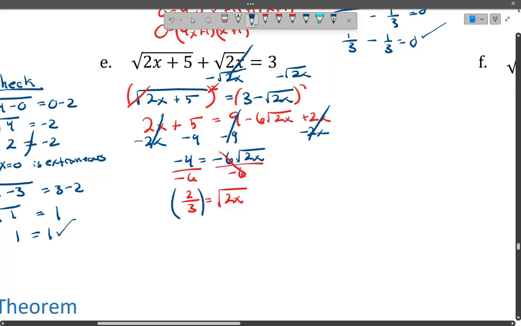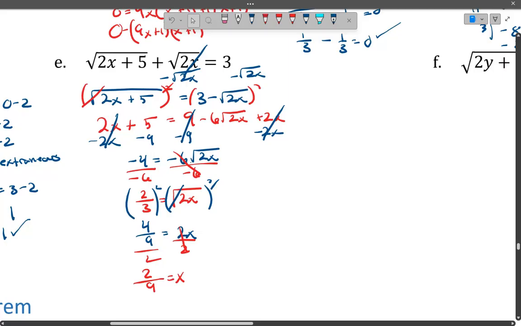Now we can apply our power rule, and we'll square both sides, leaving us with 4/9 equals 2x. And then last but not least, we will divide both sides by 2, leaving us with 2/9 equals x. So we'll double check our solution.